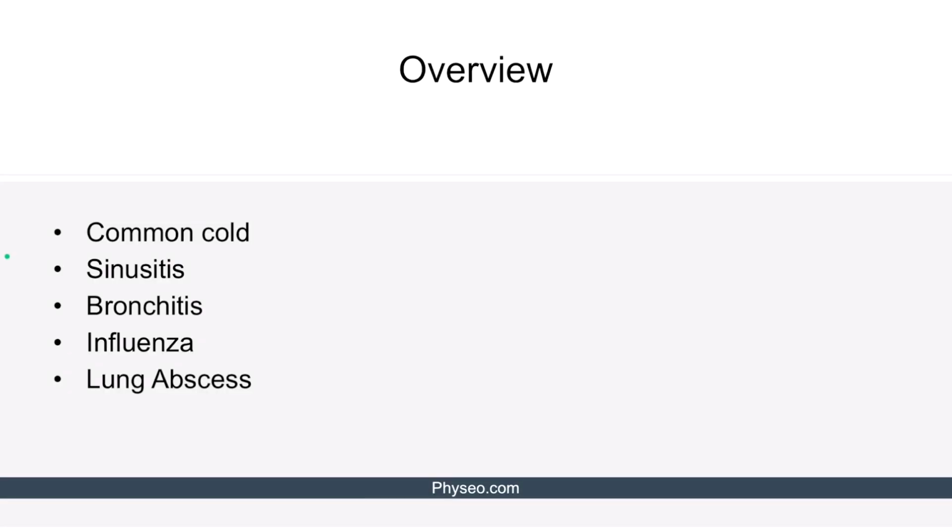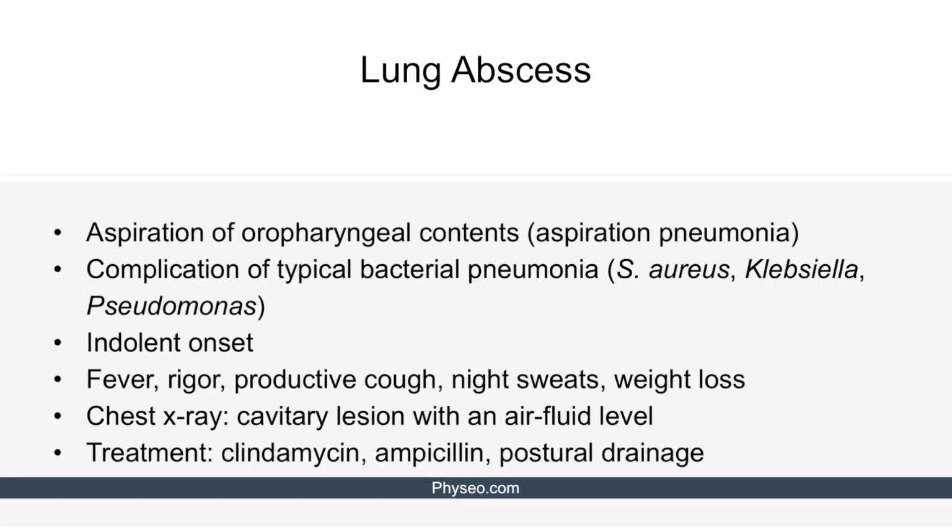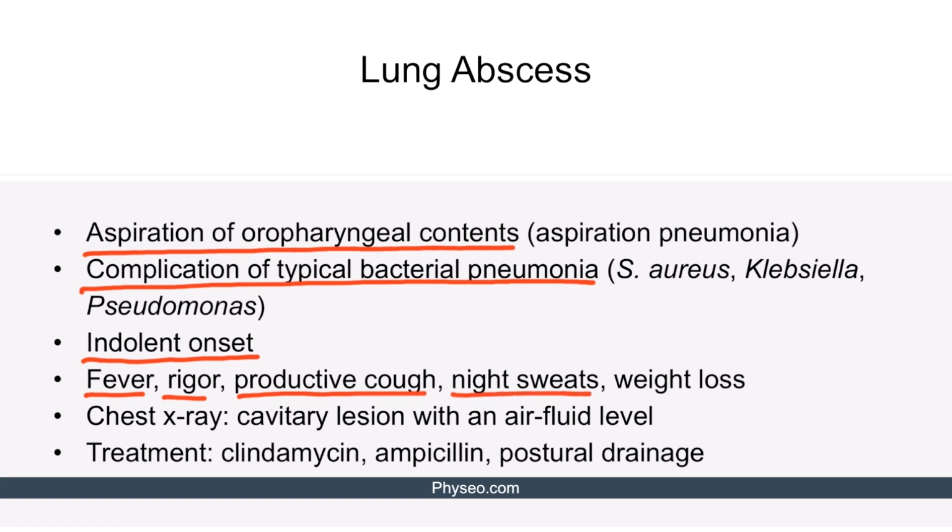Lastly, let's discuss lung abscess. Lung abscess can occur directly as a result of aspiration of oropharyngeal contents as part of aspiration pneumonia, or it can occur as a complication of typical bacterial pneumonia, most commonly by Staphylococcus aureus, Klebsiella, and Pseudomonas. It has an indolent onset, presenting over days with fever, rigor, productive cough, night sweats, and weight loss.